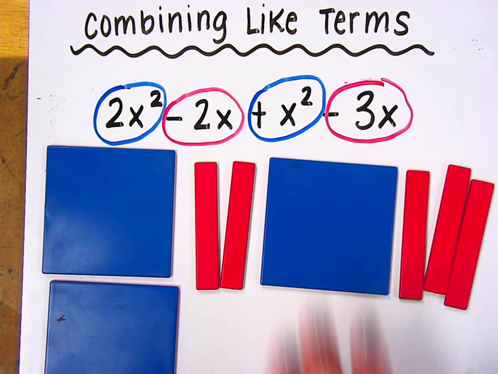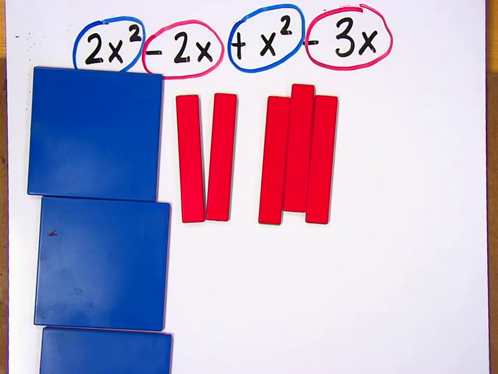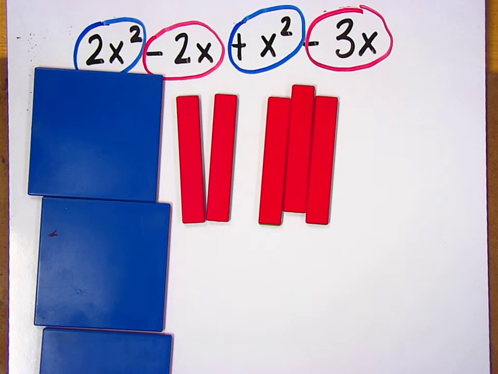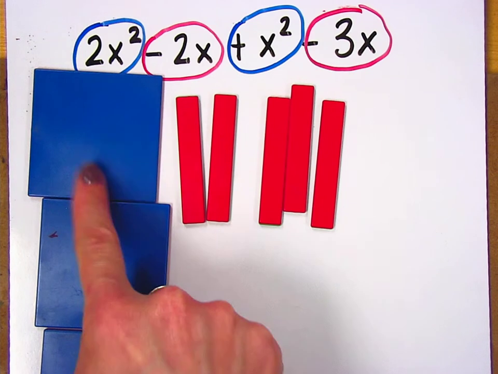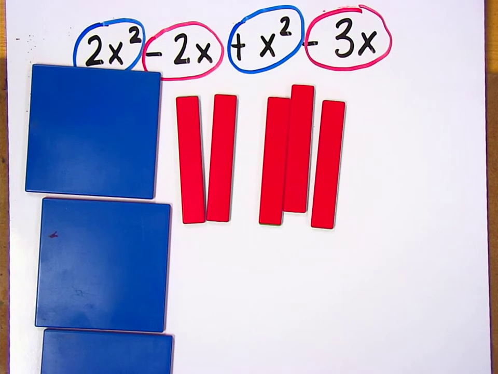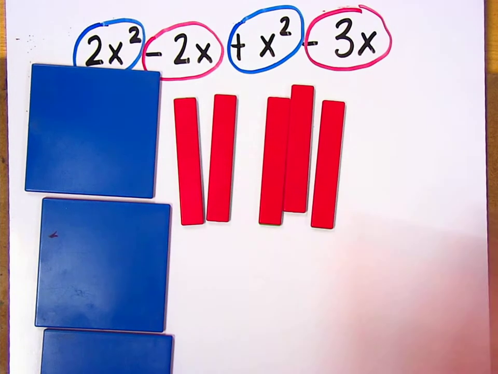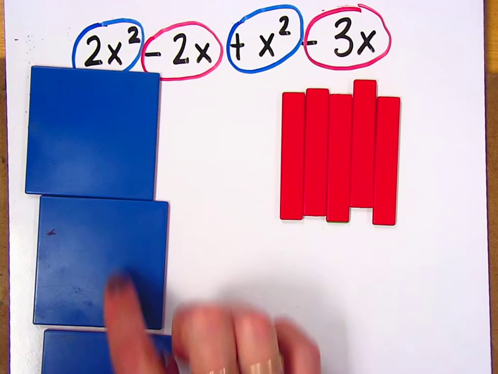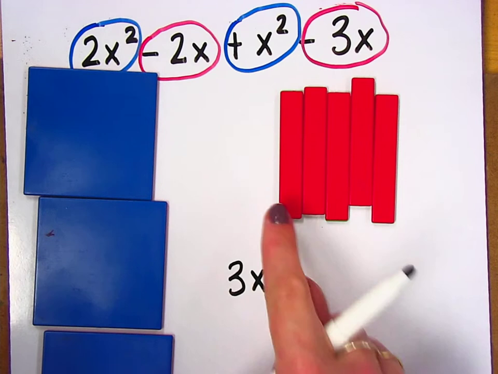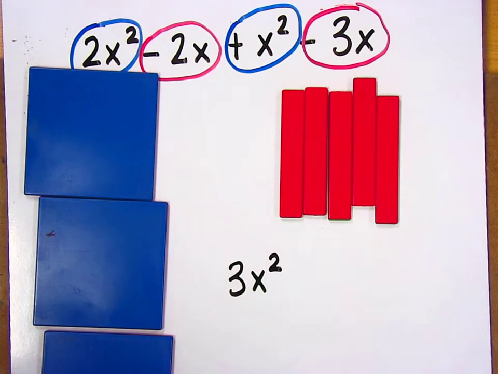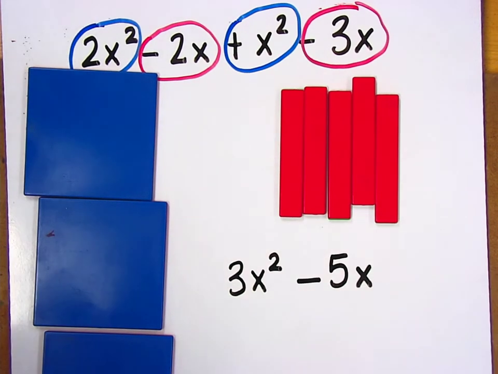So similar to what I did before, I'm going to go ahead and group all of my big blue squares together and group all my rods together. And I'm looking here and I don't see any zero pairs. I do not have a positive and negative rod to cancel out, and I do not have a positive and negative x squared to cancel out. Because these are not the same exact value, I cannot combine them. So I am now left with 1, 2, 3 x to the second power, and 1, 2, 3, 4, 5 negative red rods, or negative 5x, or minus 5x.